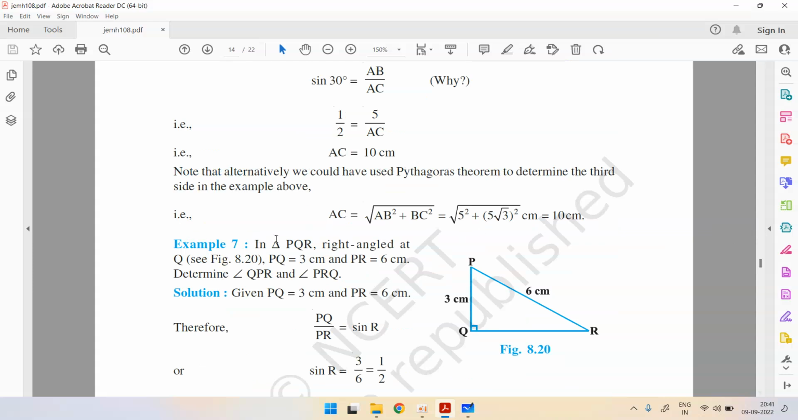Now example number 7. In triangle PQR, right angle at Q, see this figure, and PQ is given to be 3 and this is 6. Determine angle QPR and angle PRQ. Okay, no problem.